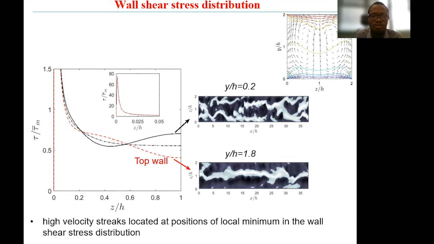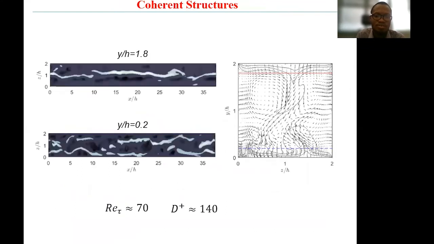Again, let us take a closer look at the coherent structures. So I'm taking a slice at different duct heights. The top left-hand figure is a slice taken at y over h equals 1.8, and the bottom left-hand figure is a slice taken at y over h equals 0.2. As you can see, we can clearly observe the high-speed streaks formed.